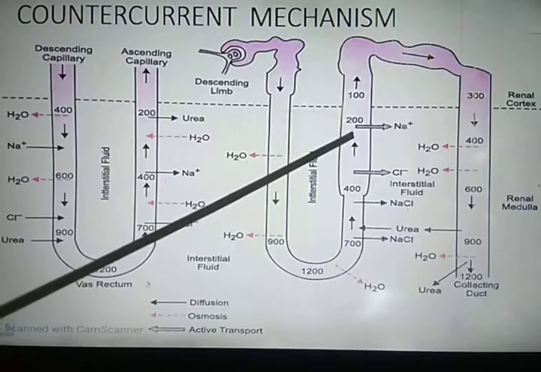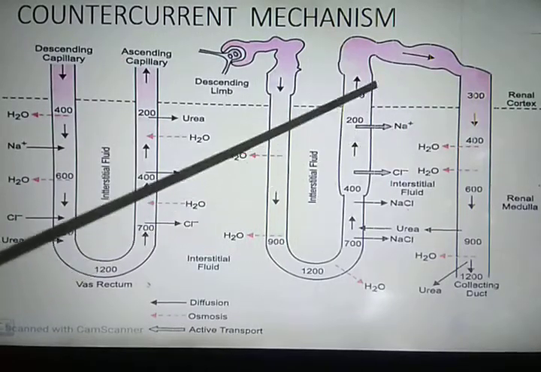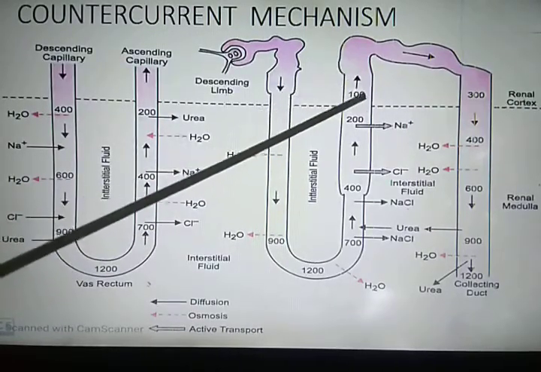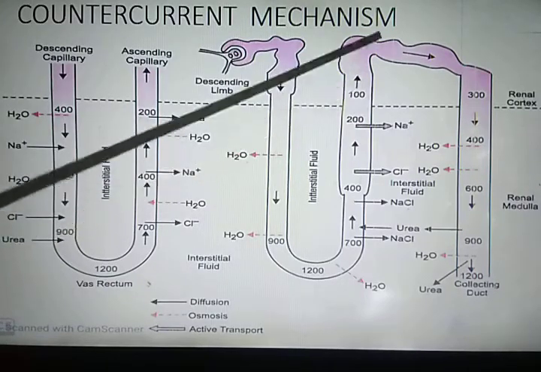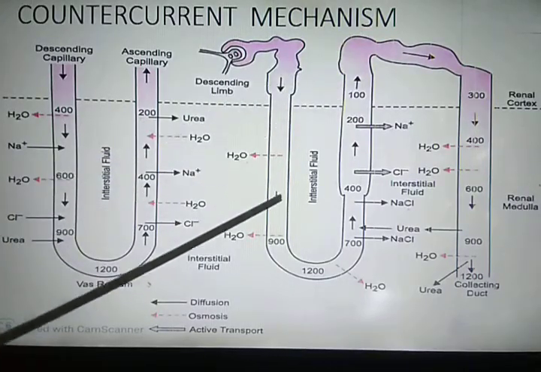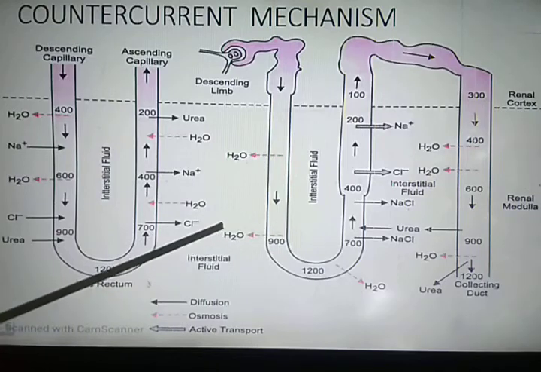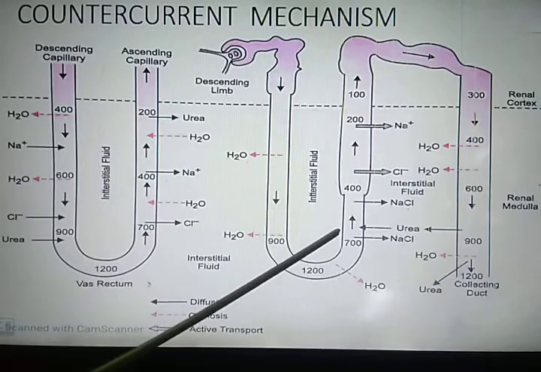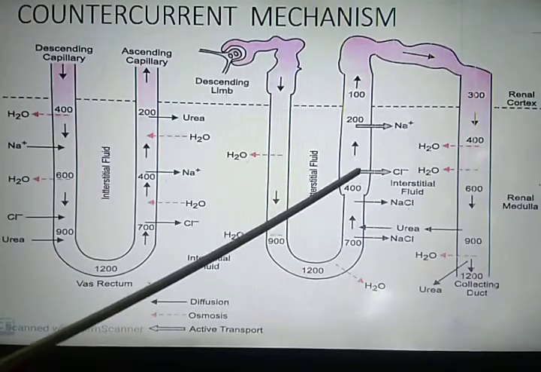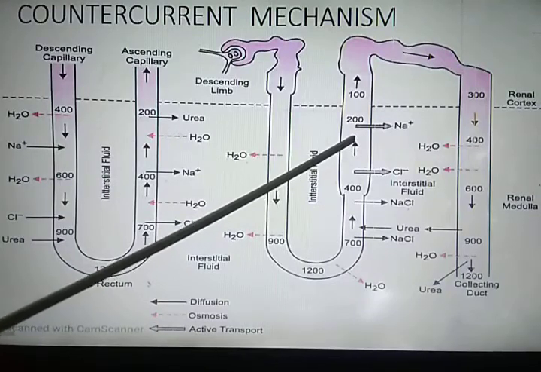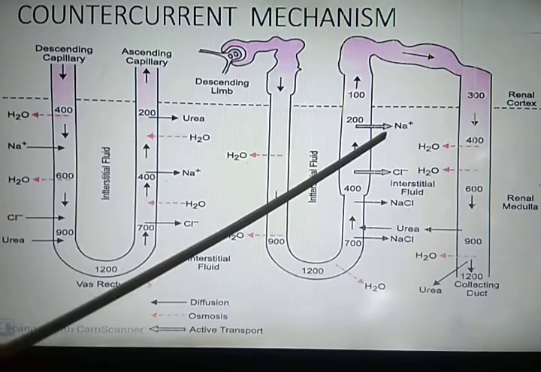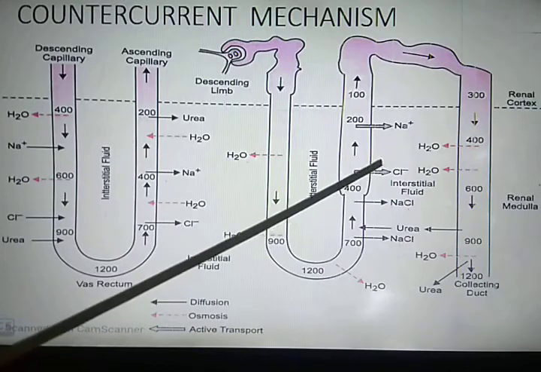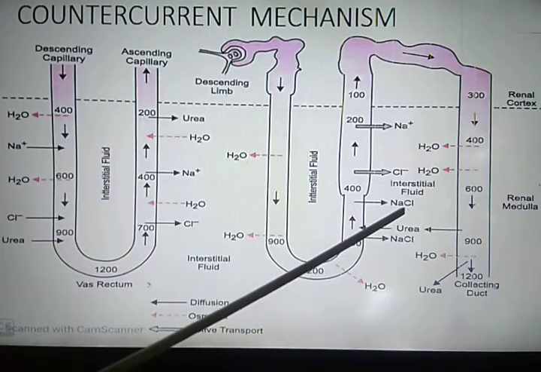Now we are discussing only the countercurrent mechanism, so we will discuss only up to the ascending limb of loop of Henle. So in the descending limb of loop of Henle, the water moves out into the interstitial fluid and the filtrate becomes concentrated, whereas when the concentrated filtrate moves into the ascending limb, the sodium and chloride ions move into the interstitial fluid, increasing the osmolarity of the interstitial fluid.